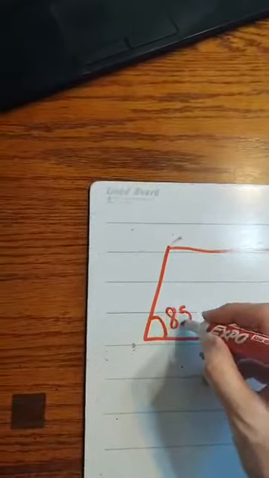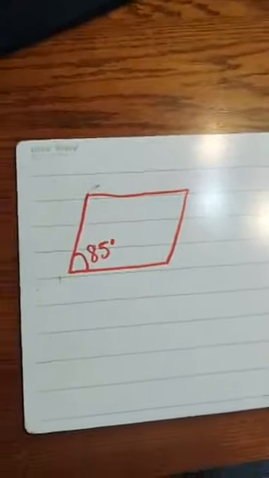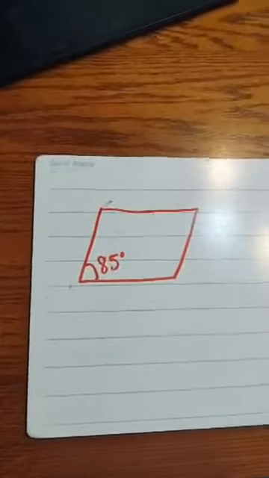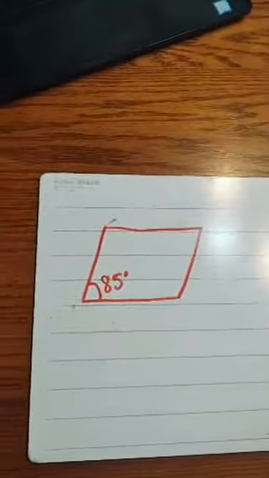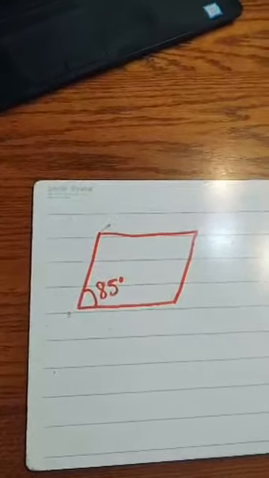Okay? Let me see if I can draw him so he doesn't look exactly the same as my other one, but he's still a parallelogram. Okay, and I'm going to make this angle right here 85. Okay, this time they only gave me one angle, but I can figure out all of the rest of the angles of this parallelogram because I know some things about parallelograms.